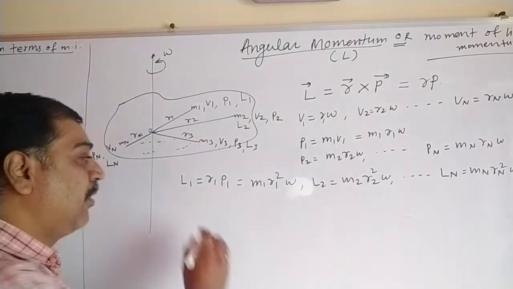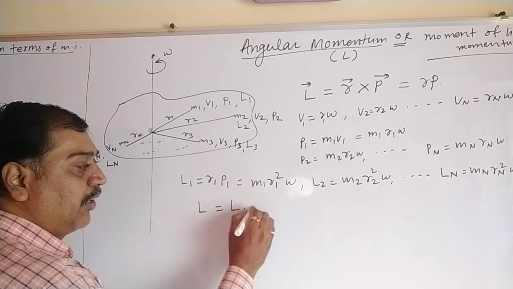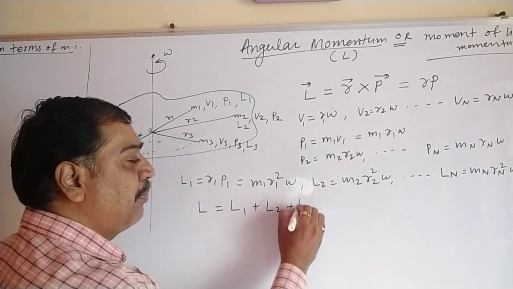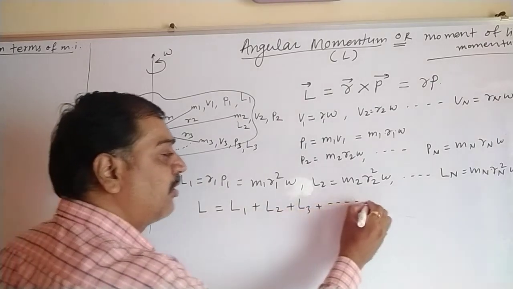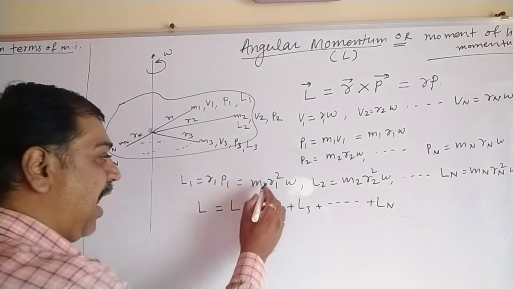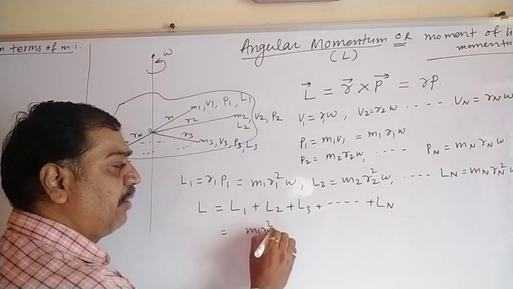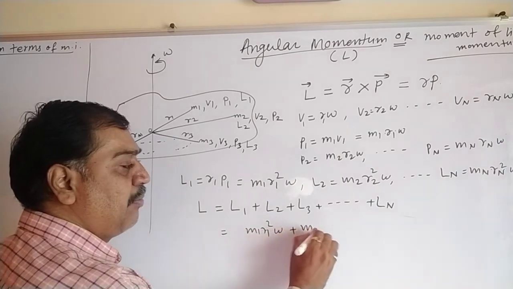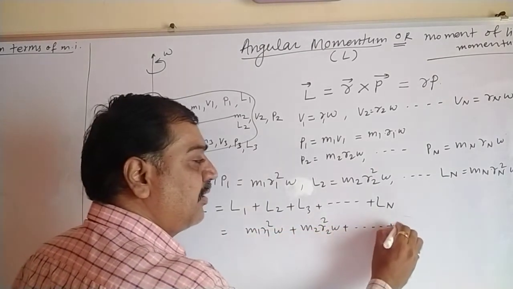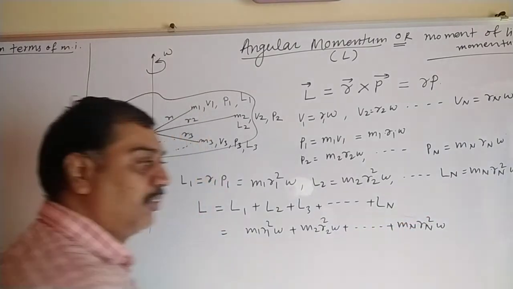So let us write down the total angular momentum of whole body. Due to first particle, angular momentum of first particle plus second particle plus third particle plus so on up to angular momentum of nth particle. Put the values here. L1 is what? M1 R1 square omega plus M2 R2 square omega plus so on up to plus Mn Rn square into omega. So this is the equation.